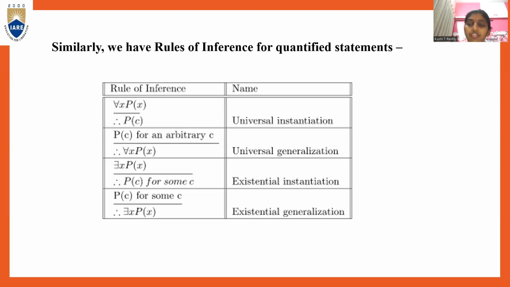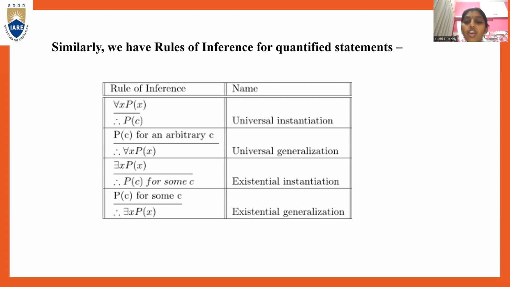So first is universal instantiation. So for all x, P of x, you can write it as P of c. And universal generalization: P of c for any arbitrary c can be written as for all x, P of x. Next is existential instantiation. So there exists x, P of x can be written as P of c for some c, and in existential generalization, P of c for some c can be written as there exists x, P of x.